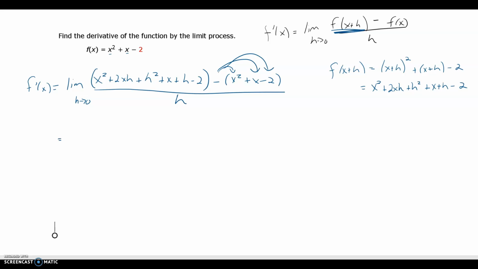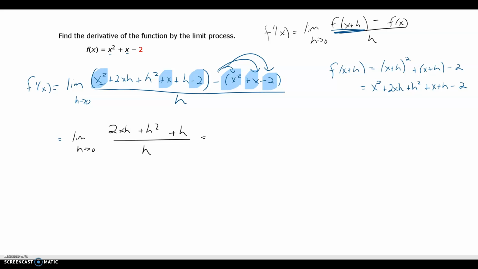So let's see if we can save a little bit of work. x squared minus x squared is 0. Positive x minus x, that's 0. And then negative 2 minus negative 2, that's 0. So those 6 terms are now gone because 3 cancel with 3. We haven't taken the limit yet, so I still have to rewrite the limit: 2xh plus h squared plus h, all divided by h.